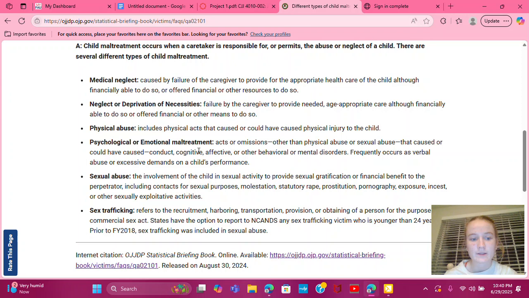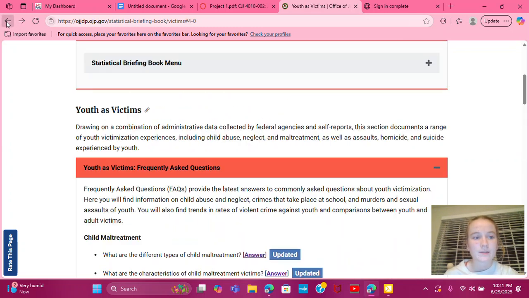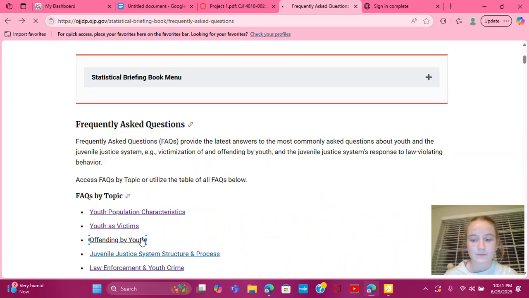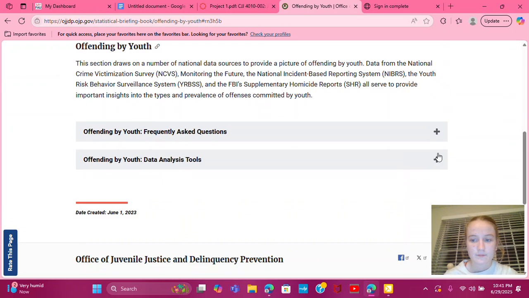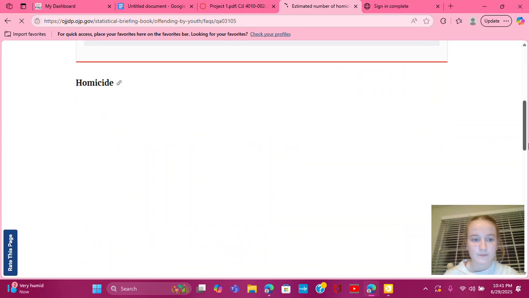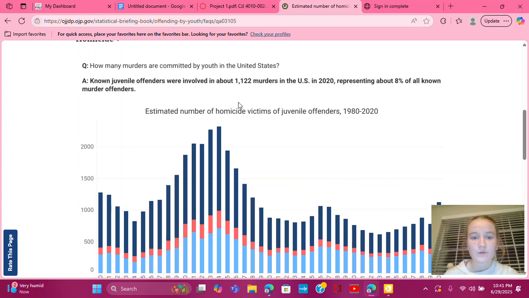For our second fact, and then for our third fact, back to topics. And then we're going to go to offending by youth. And then for our third fact, 1,122 murders in the US in 2020 were committed by juvenile offenders. And then if you go down here, we have our table. So in 2020, we did see a spike compared to recent years, but it is less than what it started out at in 1980.